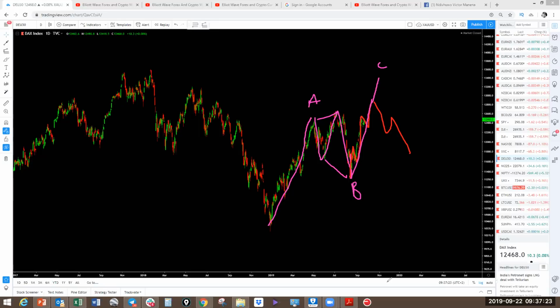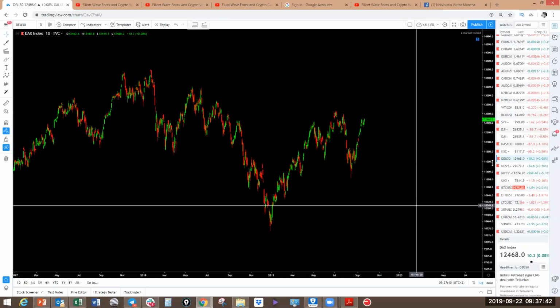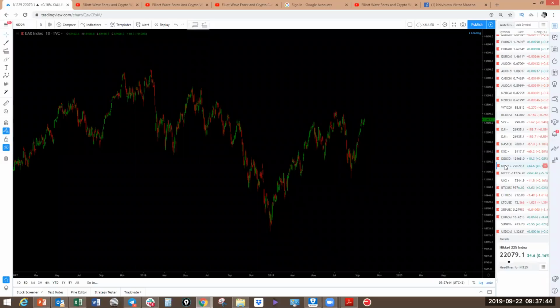Okay, so there's a difference between ABC and WXY, and that is something that we spend the whole day explaining in the course, because it's not as straightforward. Right, so that's what we have. Looking for continuation pattern. Even if it's just 1 push to the upside, we should come back to the corrective structure. That is the DAX. Now the NIFTY.